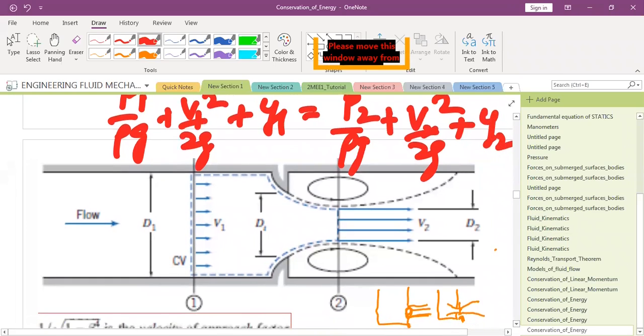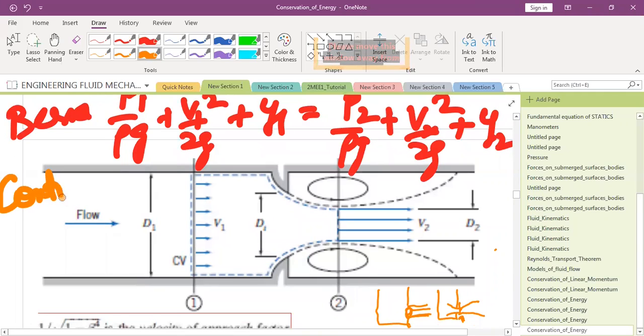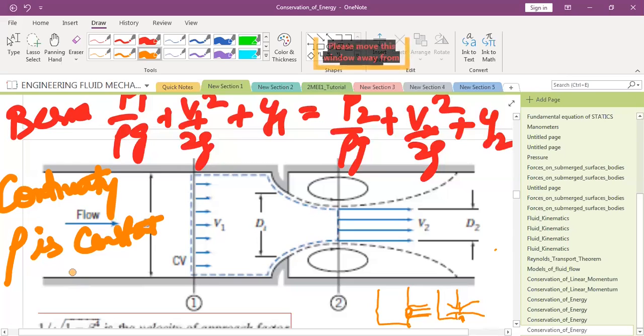Are you clear? And what else do we know? This is from Bernoulli's equation. What else do we know? From the continuity equation, if rho is a constant, what do we know? The simplest expression: A1 V1 is equal to A2 V2. So what is the problem here?